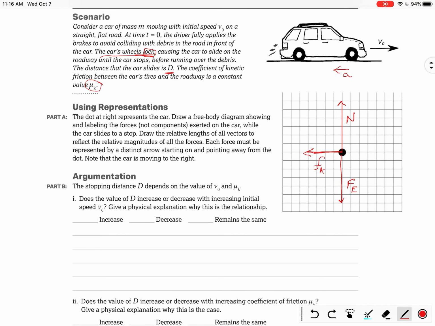All right, so let's analyze this symbolically. There's no numbers at all. We've got to be able to deal with just simply qualitatively examining this without numbers. The stopping distance d depends on the initial velocity and the coefficient of kinetic friction. Does the value of d increase or decrease with increasing initial speed v0? Give a physical explanation why this is the relationship.